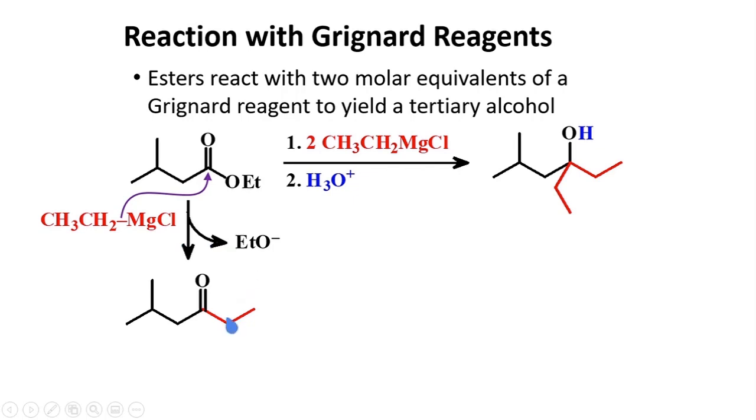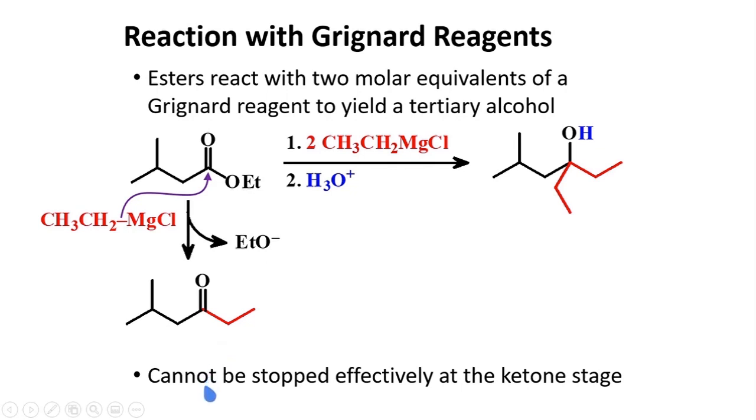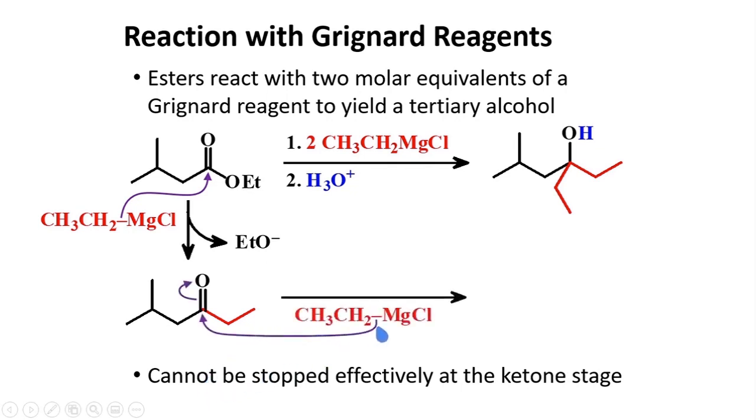You will form here a ketone. This process cannot be stopped effectively at the ketone stage, and another molecule of Grignard reagent can attack the carbonyl carbon to form this alkoxide here. Acidification of this compound can give you the tertiary alcohol. Thus, two equivalents of your Grignard reagent is used in the process.